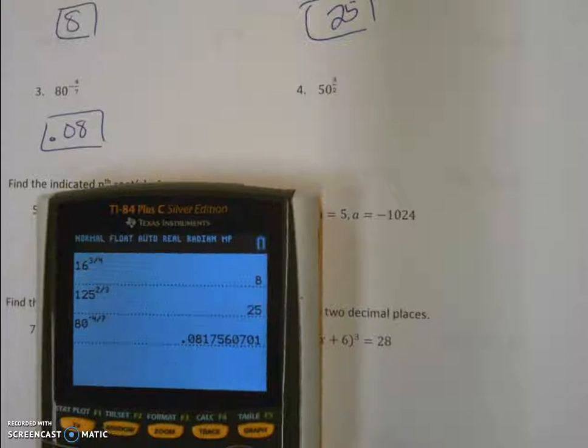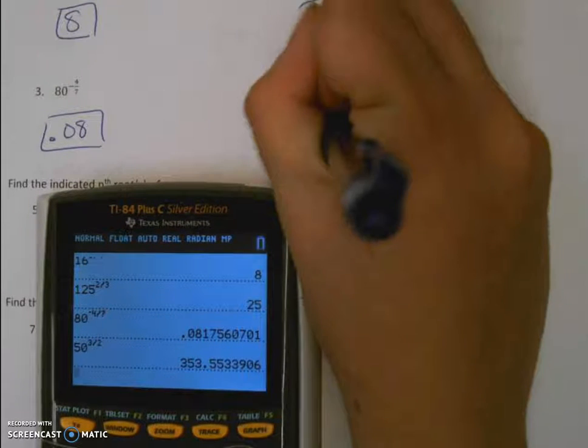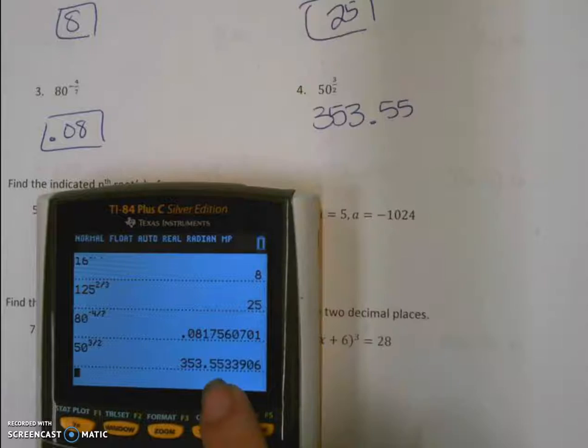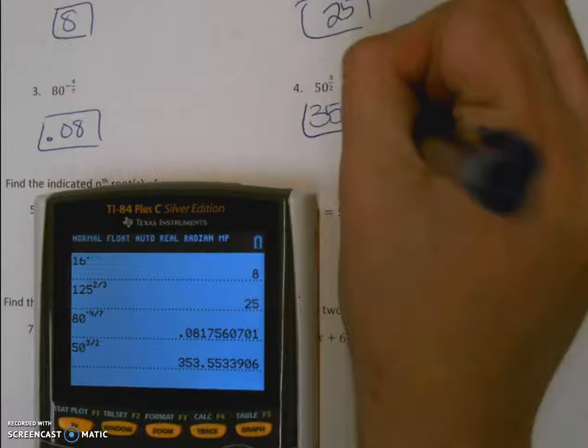Same thing for number 4. I'm going to do 50 to the 3/2. This time it gives me 353.553. The 3 is less than 5, so I don't round up the last digit, and this is my answer.